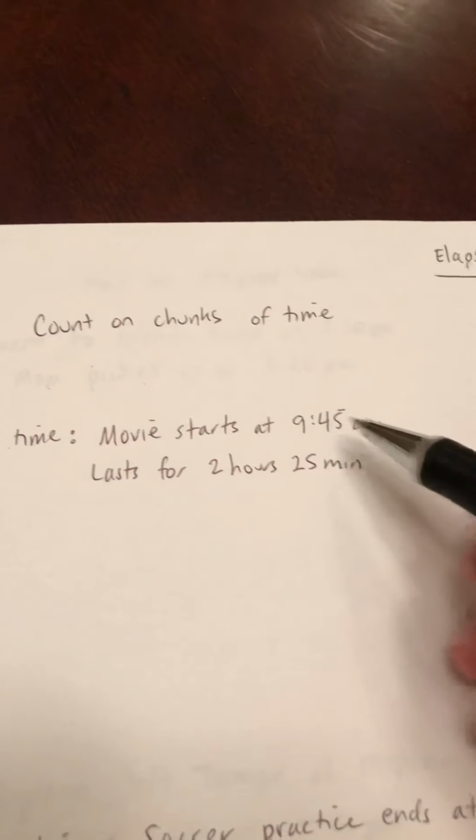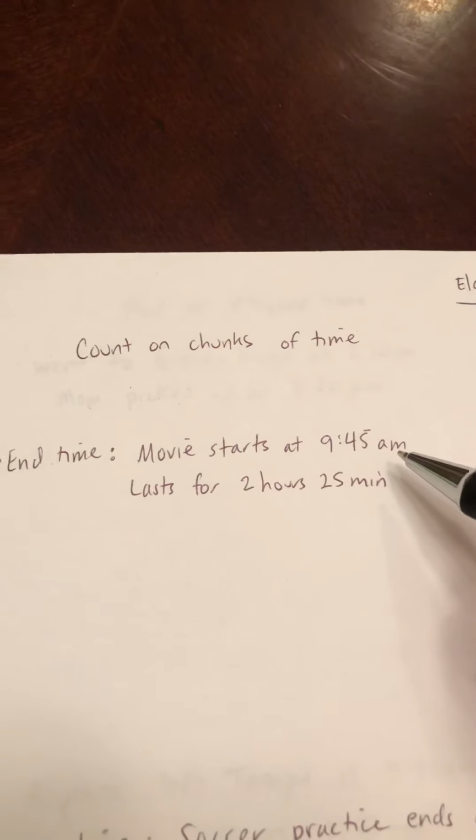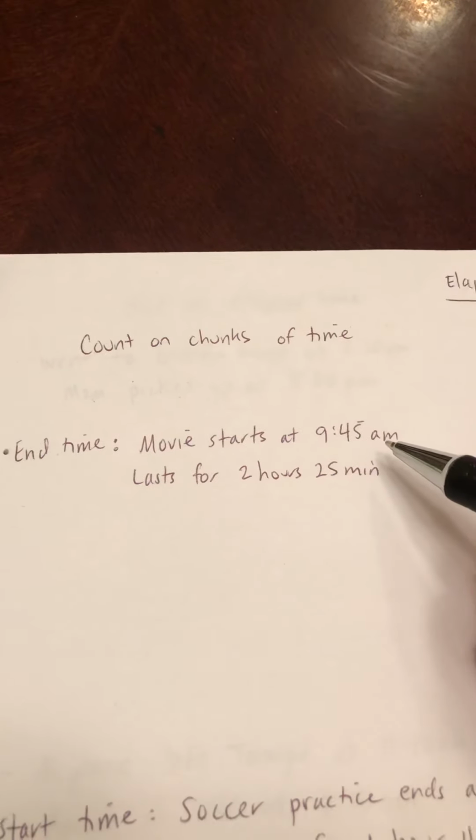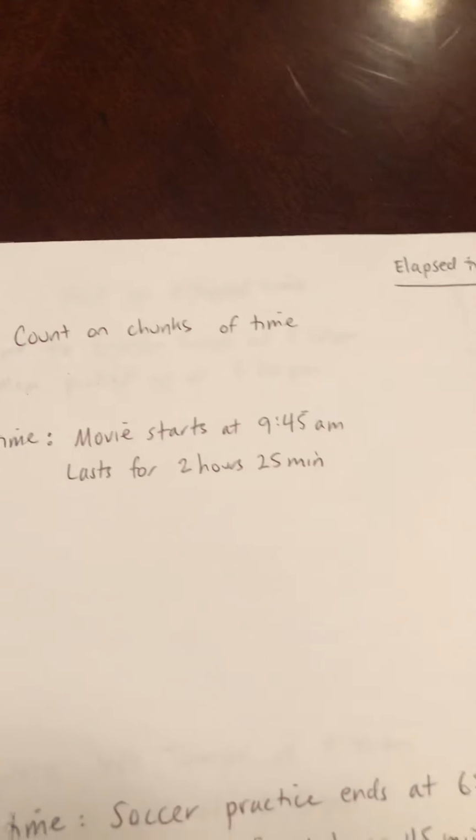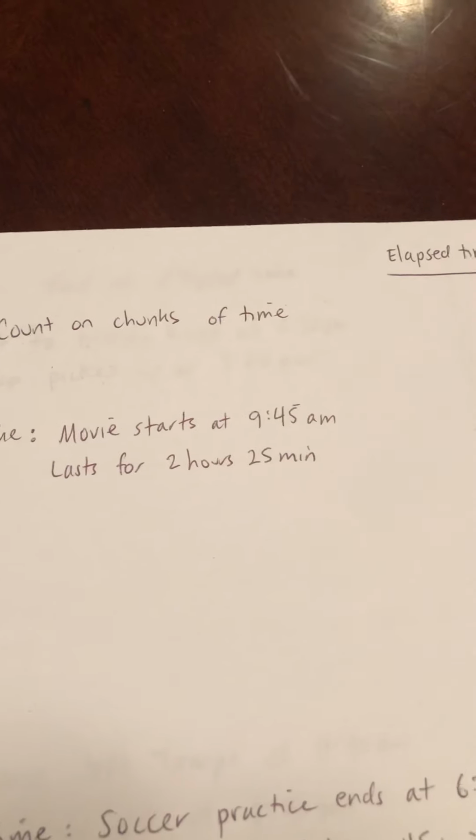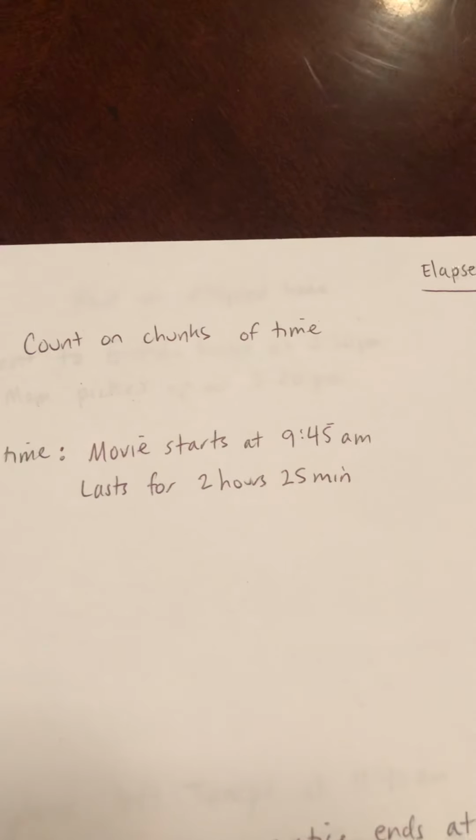So if the movie starts at 9:45 a.m. and it's going to last for 2 hours and 25 minutes, there's 2 different strategies for this. One is going to be counting on chunks of time, and another one is going to be to just try to add it with paper and pencil.